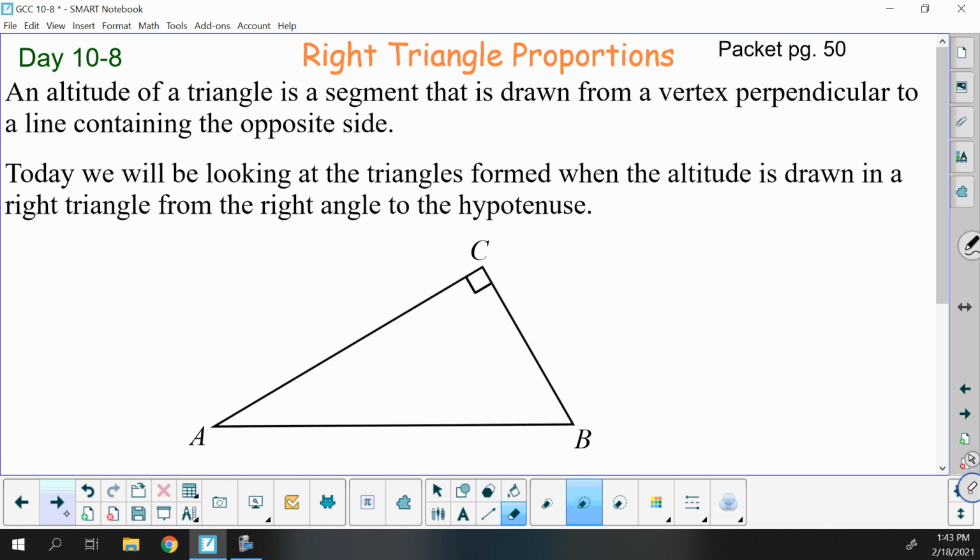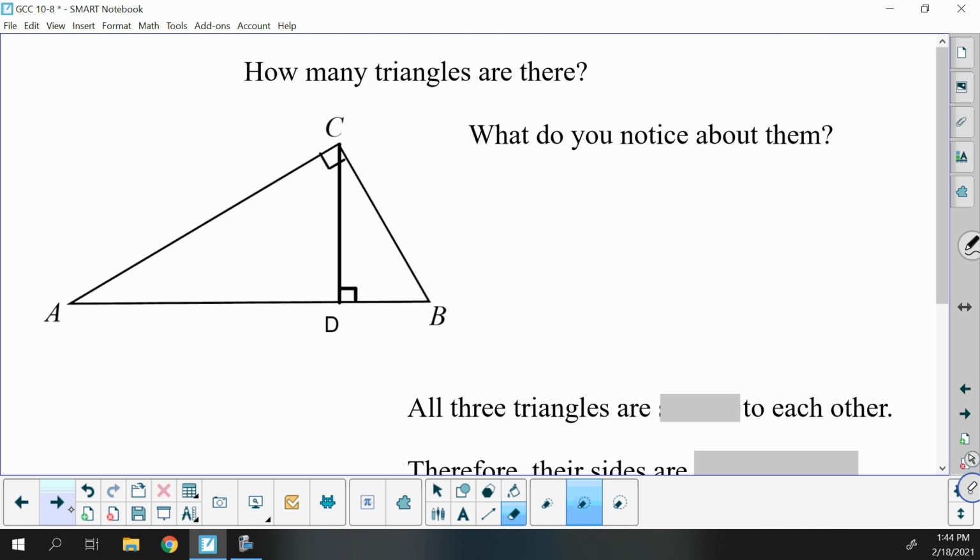Today we're going to look at when the altitude of a right triangle is drawn to form a right angle at the hypotenuse. So here is the altitude we're going to be looking at, from where the right angle is down to the hypotenuse. And you see that in a picture down on the bottom of page 50.